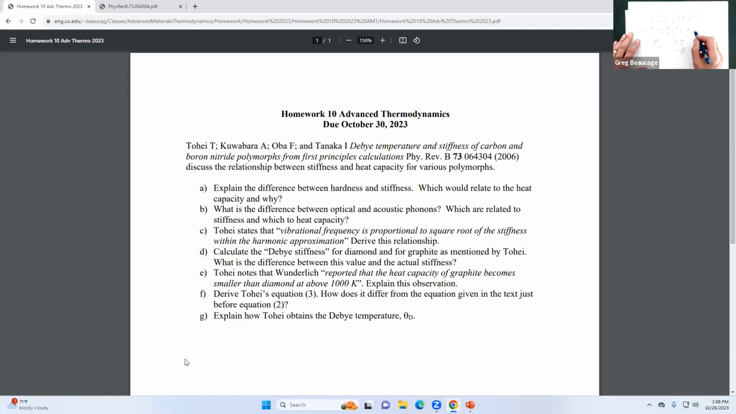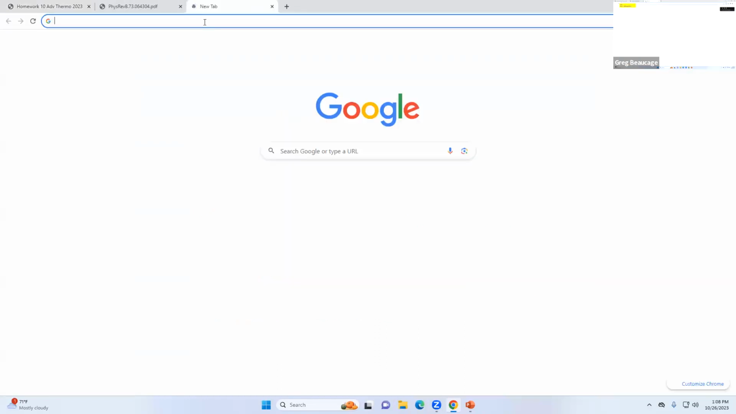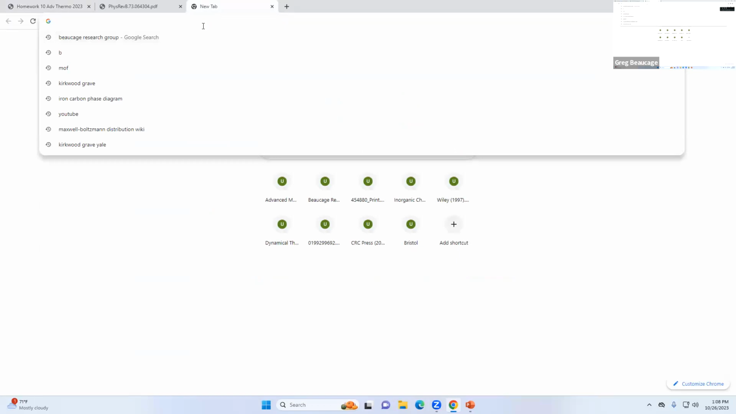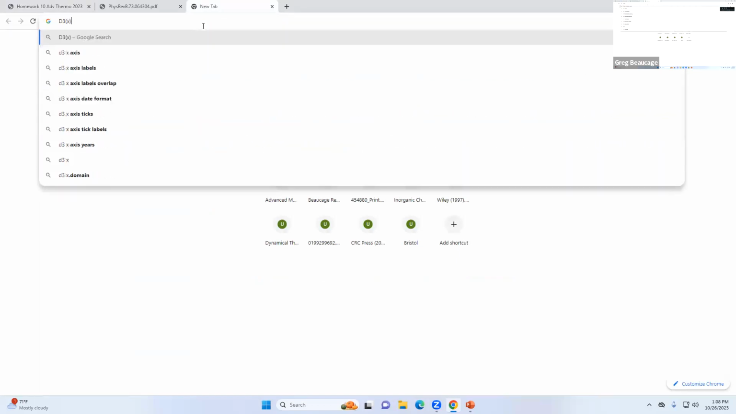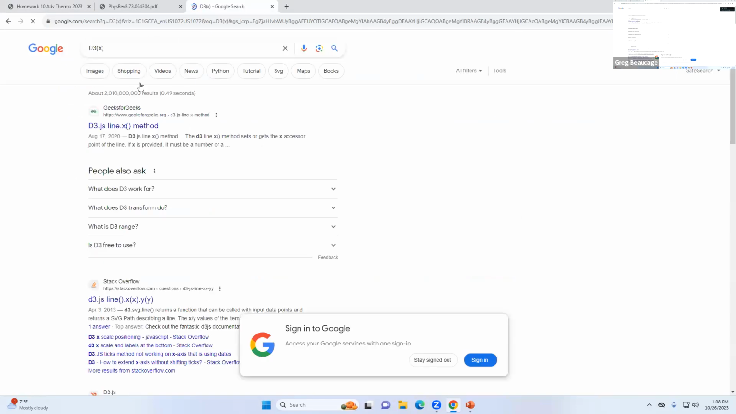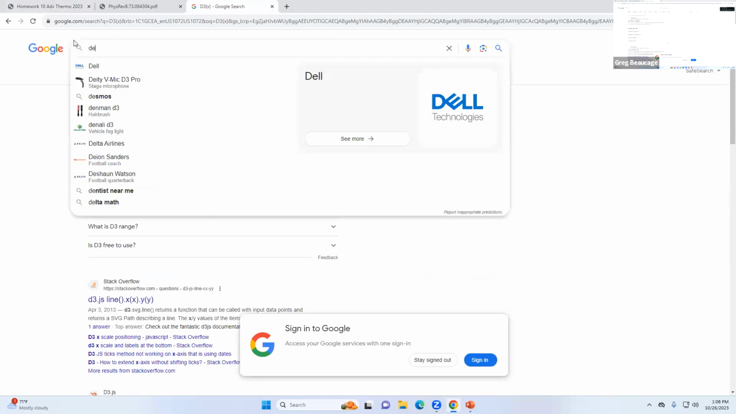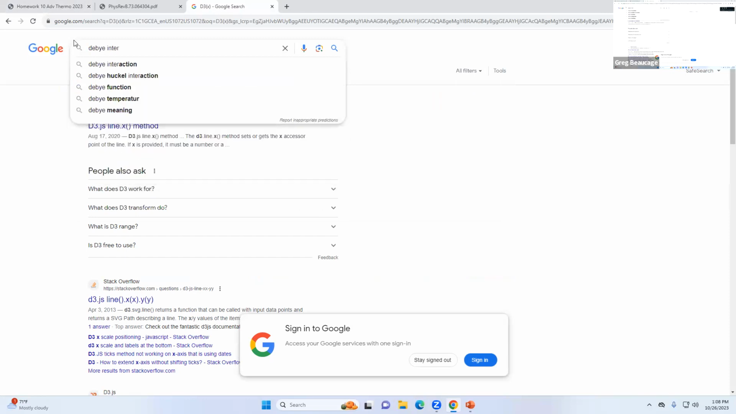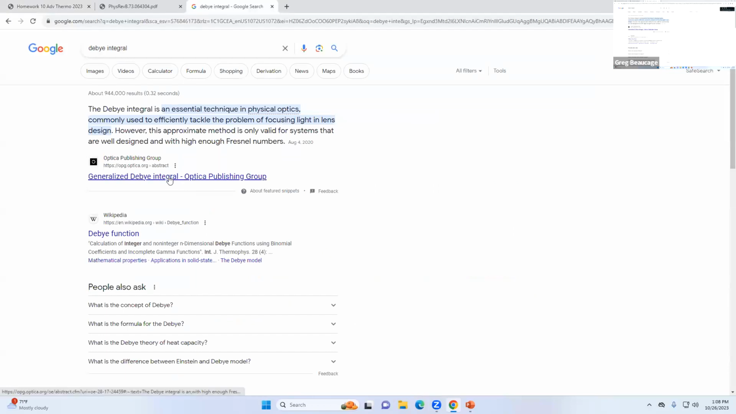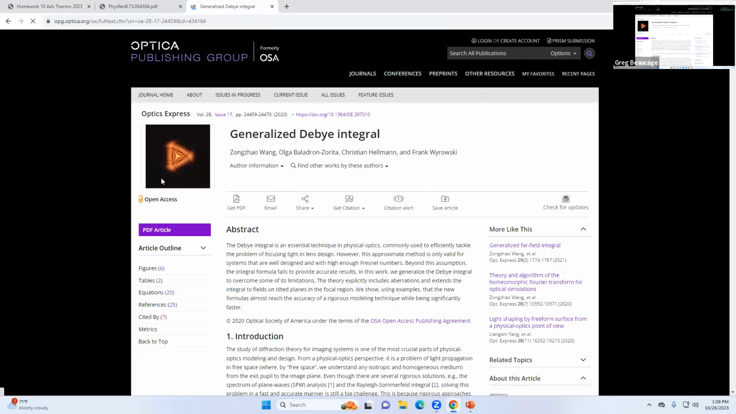So they call this integral D3 of x, the third Debye integral, which you can find on the internet. I think maybe just searching D3 of x might give it to you. Nope. Oops, had it there for a second. Debye integral. Generalized Debye integral. So it's like a math function at that point.